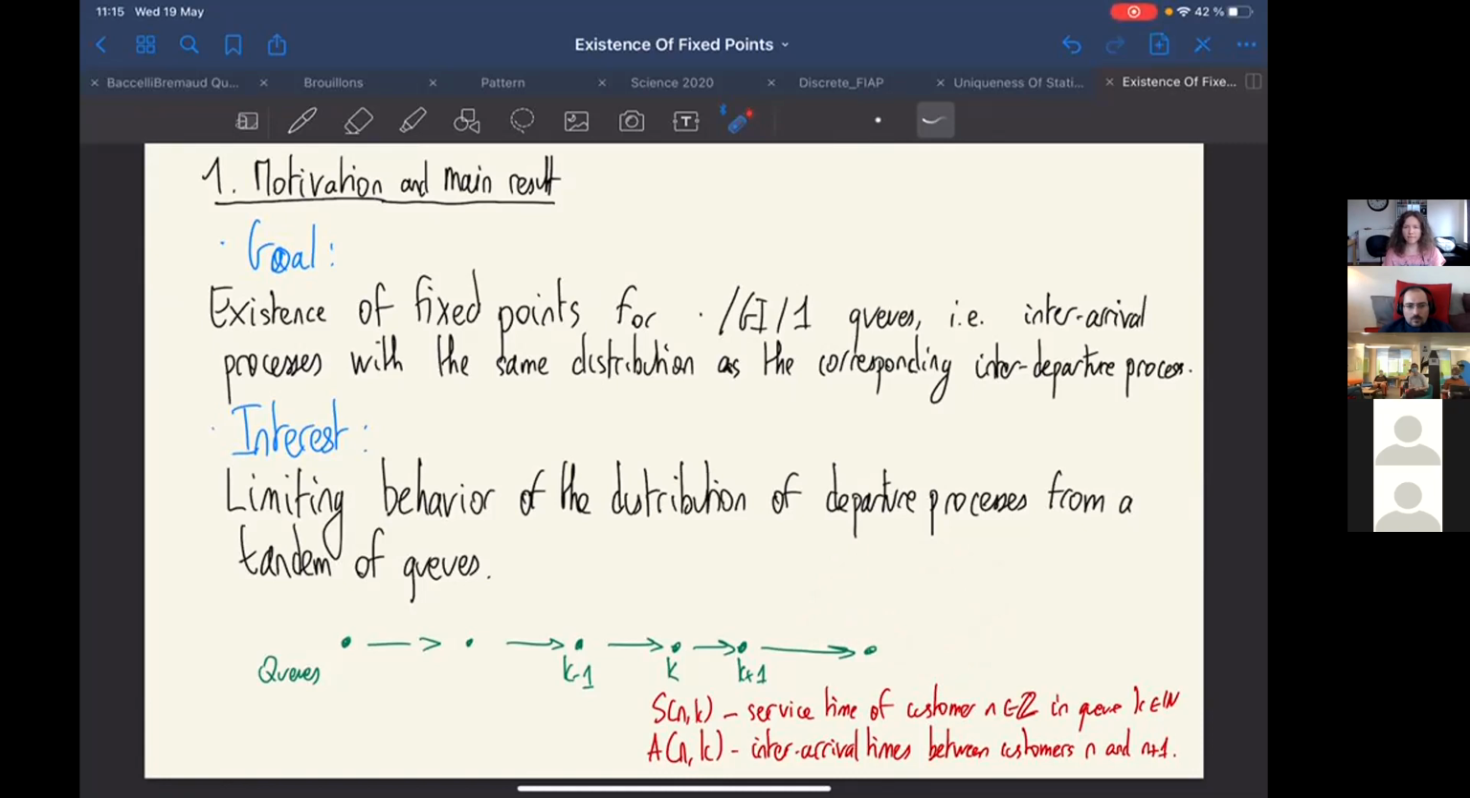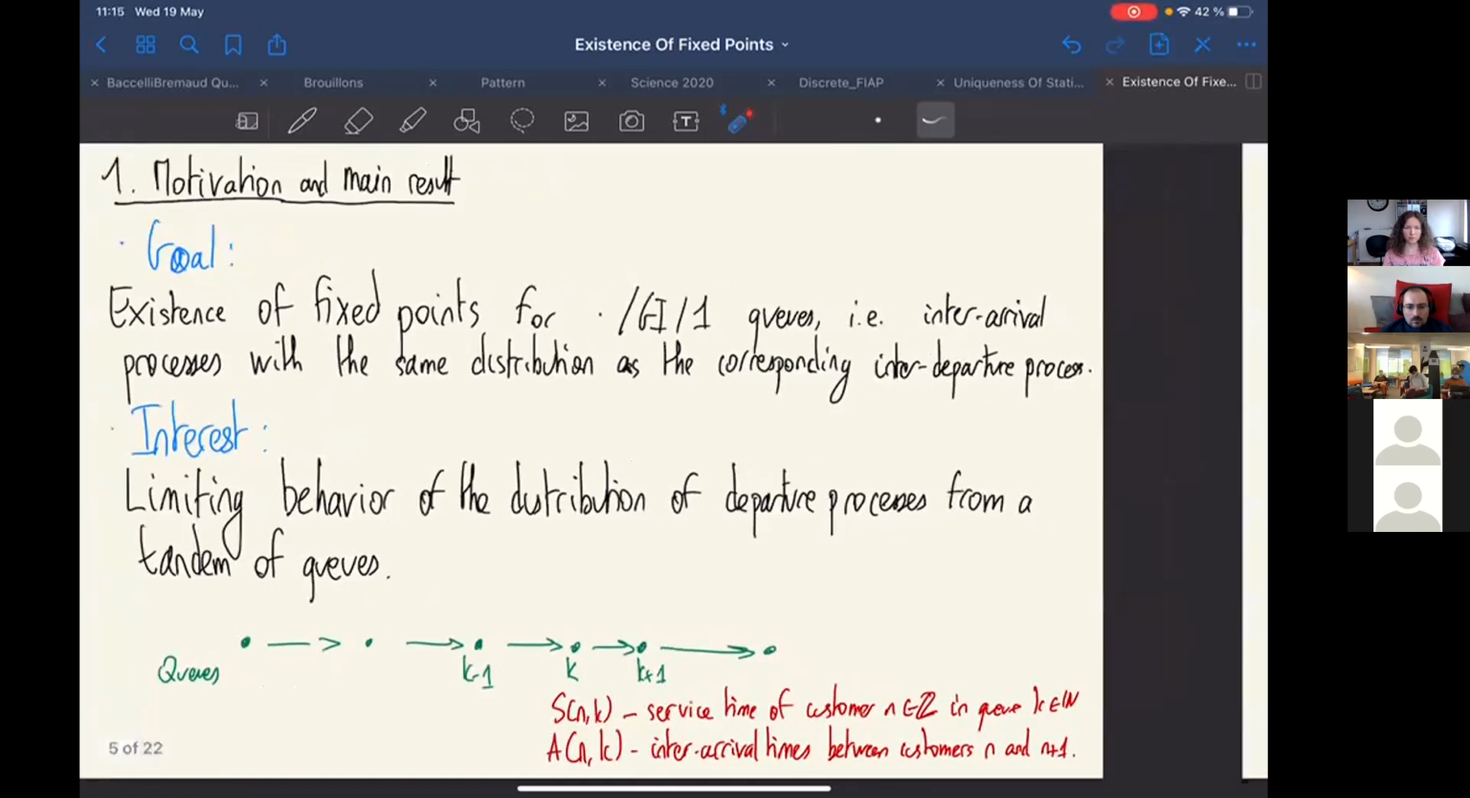And so I'll introduce a few notations, but I think I will introduce them again later. So don't worry if you forget them right now. We call S_n^k the service time of customer n in Q_k. The index n will always refer to customers, and the index k will always refer to queues. And A_n^k is correspondingly the inter-arrival time between customers n and n+1 in Q_k.